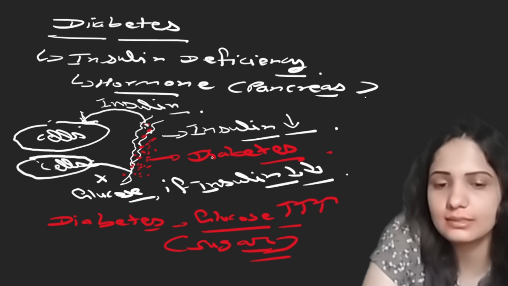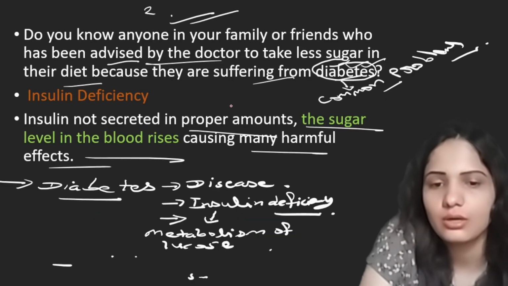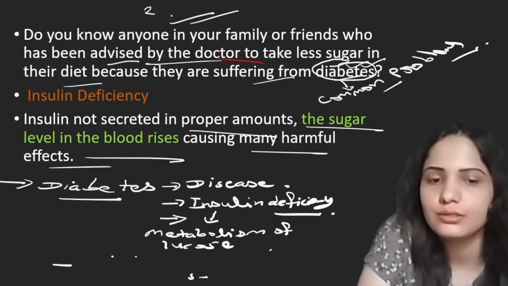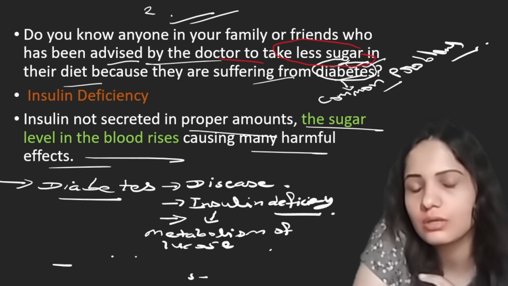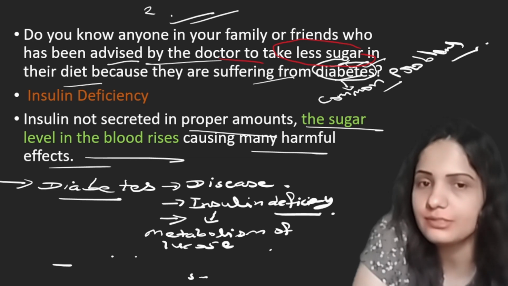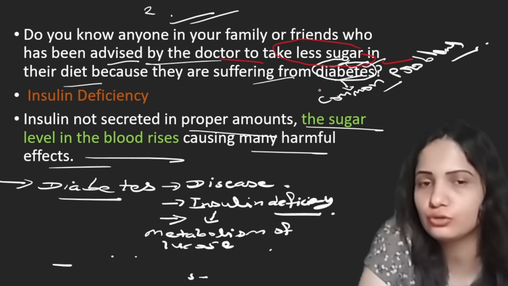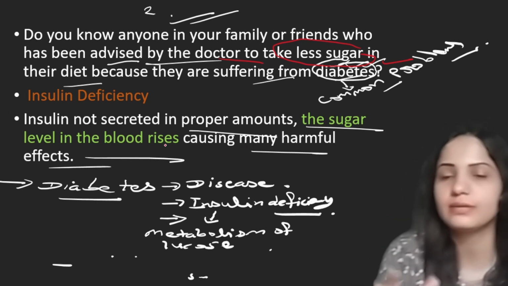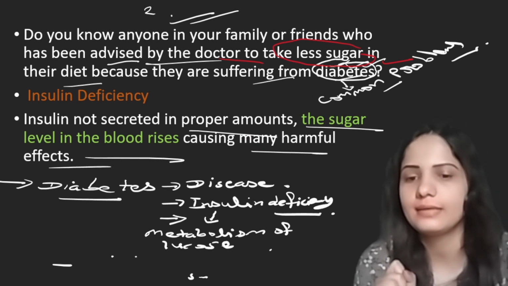So to avoid this condition of high level of glucose in blood, a doctor advises a patient suffering from diabetes, a diabetic patient, that he should avoid sugar or take less sugar, because in the blood of a diabetic person there is already a very high amount of sugar present. So it is advised to take less sugar, as glucose level is already high in his blood. So now we know the reason behind this. Insulin is not secreted in proper amount and the sugar level in the blood rises, which causes many harmful effects. So it is advisable to take less sugar in case of diabetes.